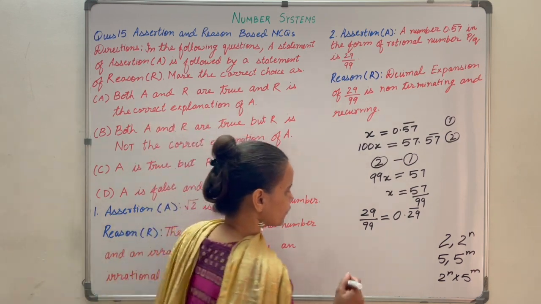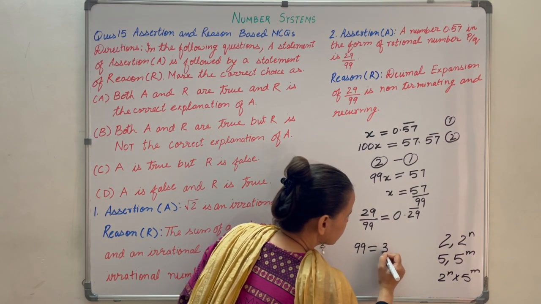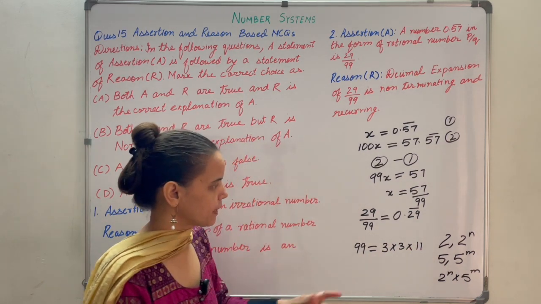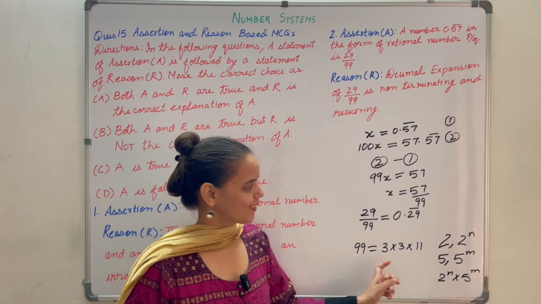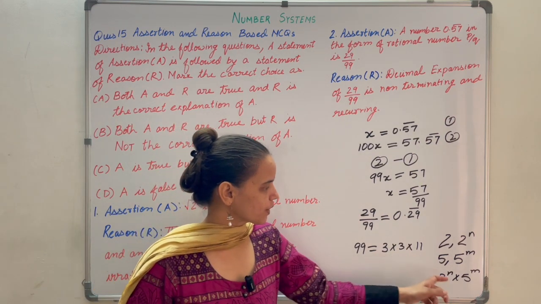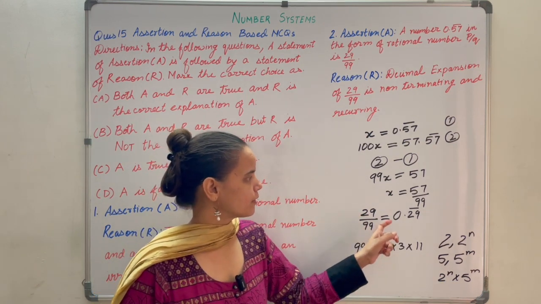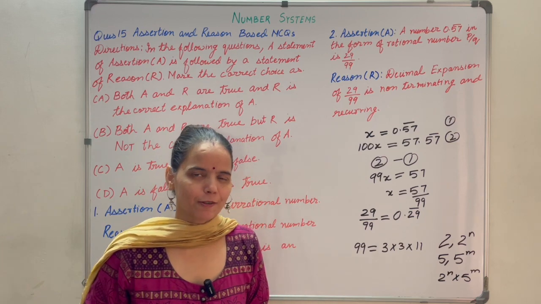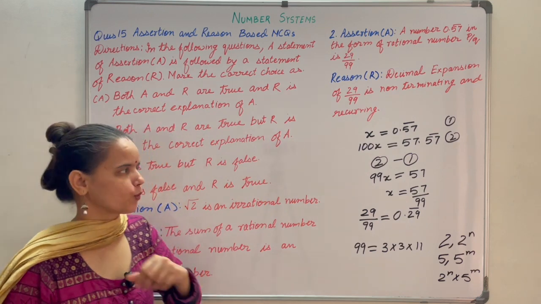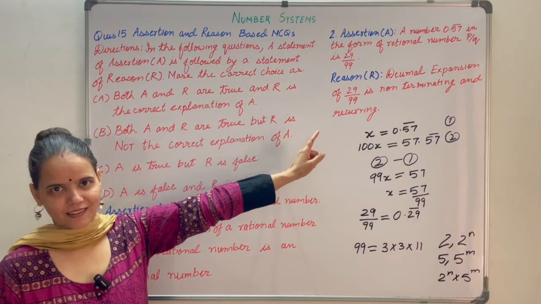So let us see. For 99, you can express 99 as 3 into 3 into 11. When you multiply these numbers, you will get 99. All these are factors of 99. So you can clearly see that you cannot express it as powers of 2 and 5. So for this rational number, the decimal expansion will be non-terminating recurring. Now let us choose the correct option for the second question. So here A is false and R is true.